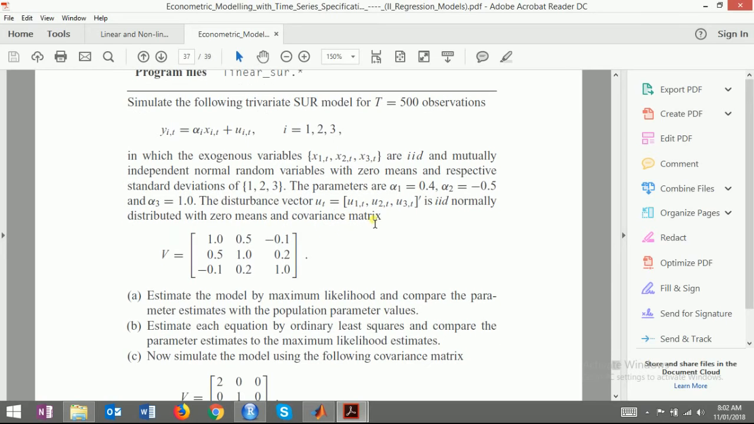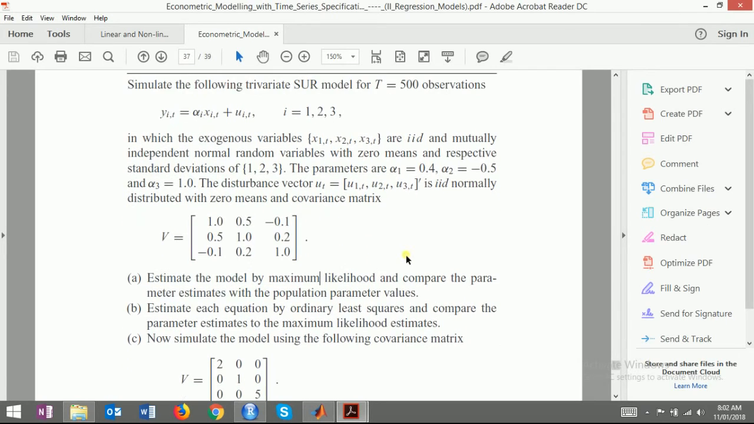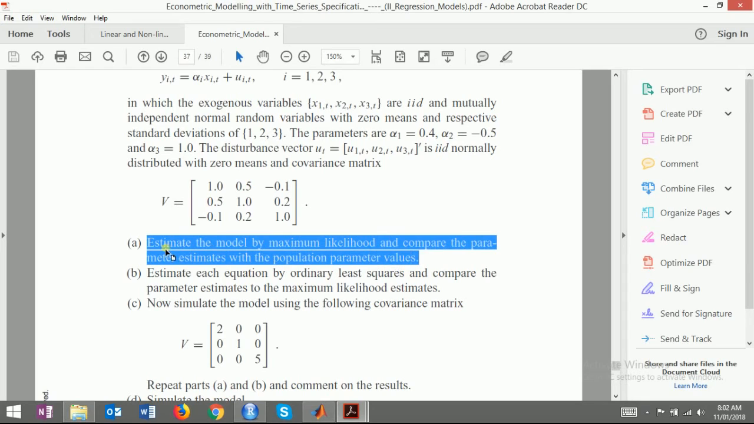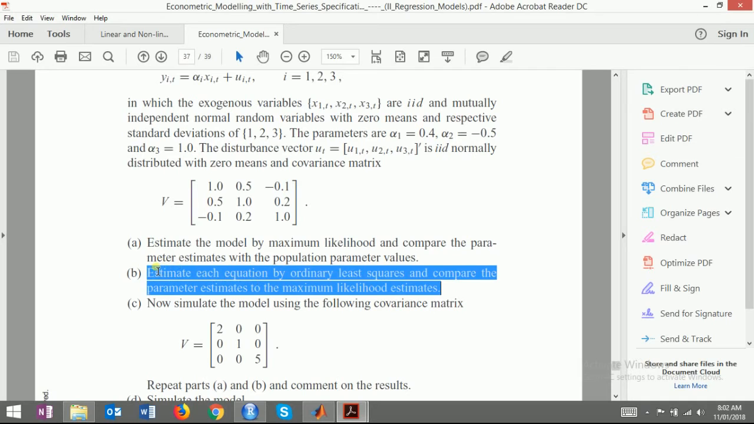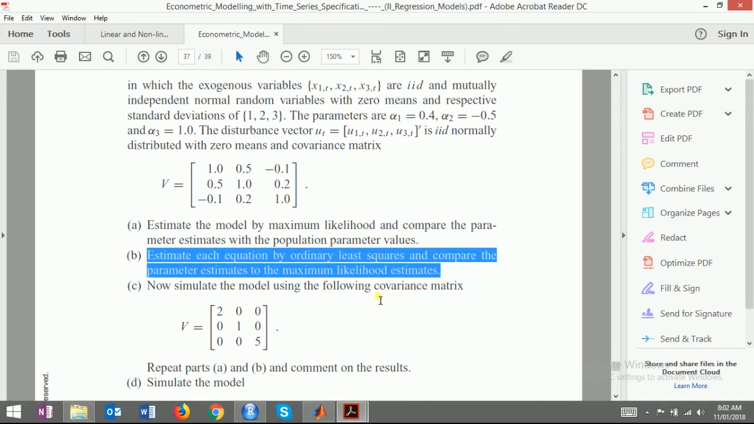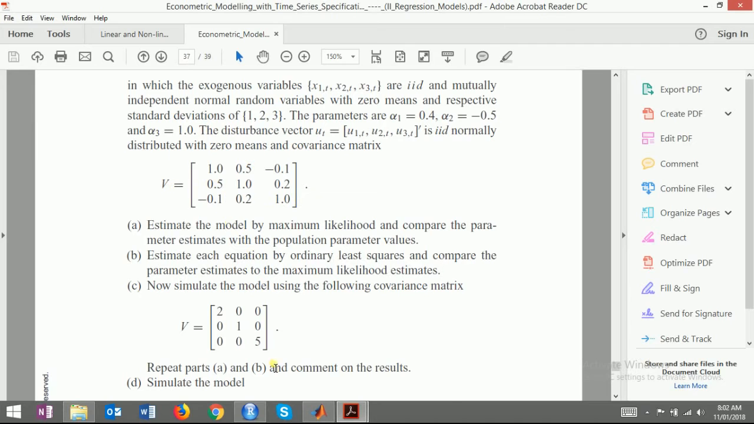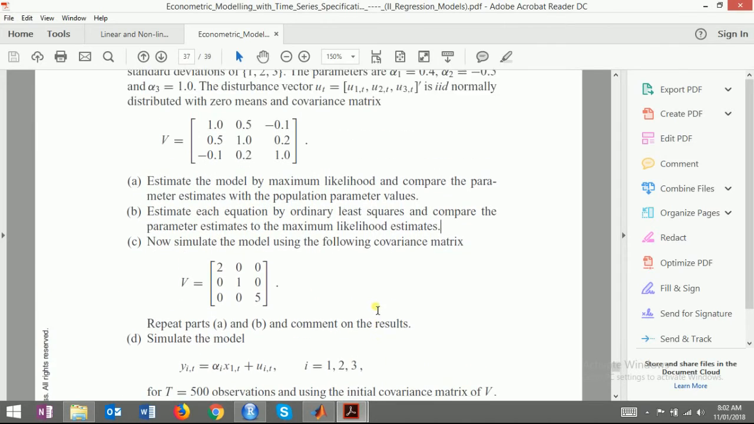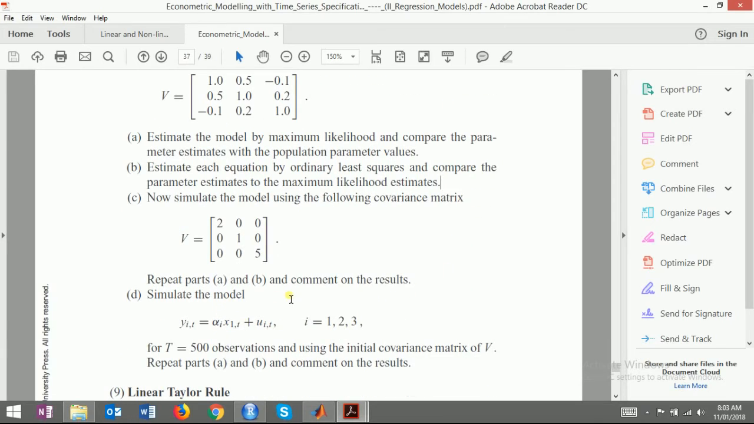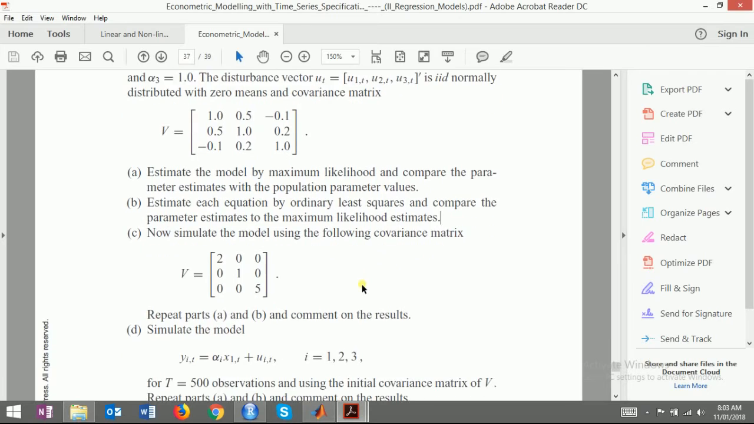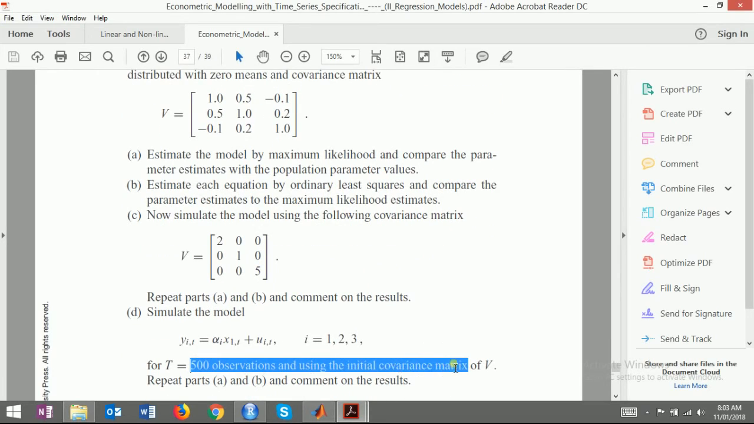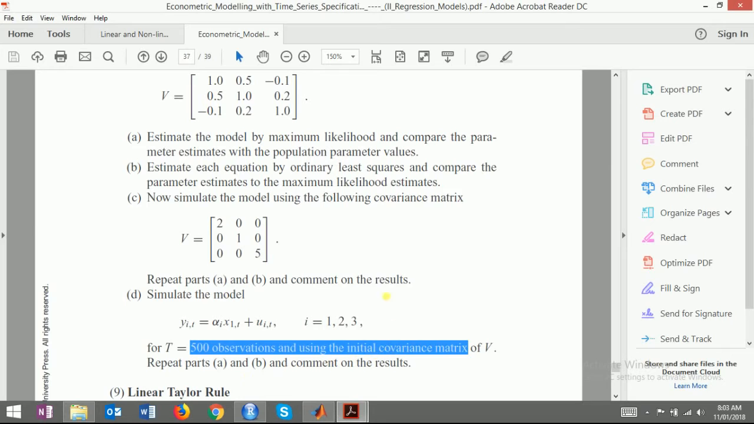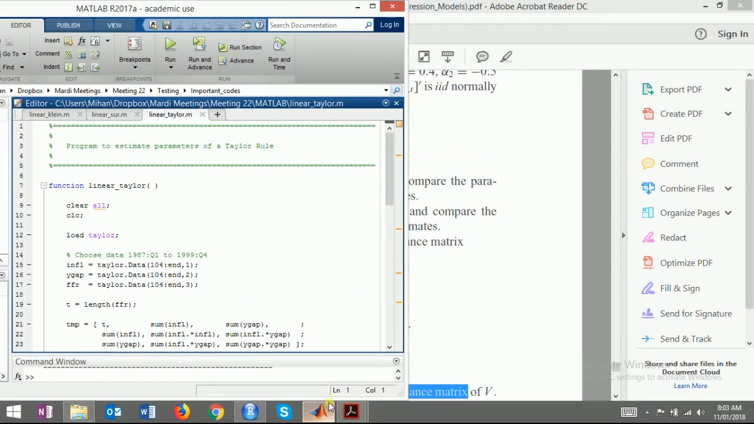Simulate the following trivariate SUR model for T equal to 500 observations, in which the exogenous variables are IID and mutually independent random normal variables with zero mean and respective standard deviations of 1, 2, and 3. Parameters are given again. The covariance matrix of the disturbance vector, omega, is also given to you. Estimate the model with maximum likelihood estimation and compare with the population parameter values. Estimate with OLS and compare it with MLE. Simulate the model using a changed omega, first with 500 observations. Then simulate the model using the initial covariance, repeat, and comment on the results, just doing the same thing again and again.